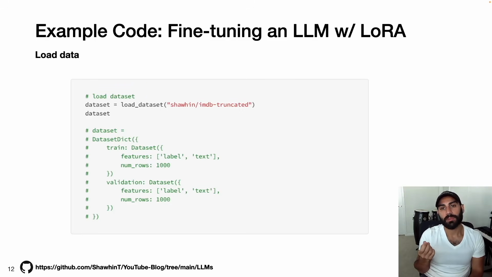This is another great thing about model fine-tuning. While training a large language model from scratch may require trillions of tokens or a trillion words in your training corpus, fine-tuning a model requires far fewer examples. Here we're only going to be using 1,000 examples for model fine-tuning.